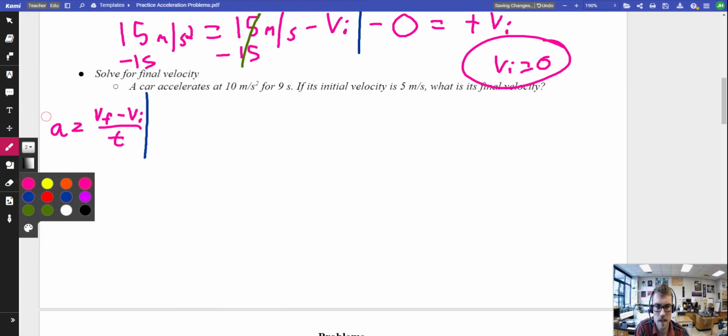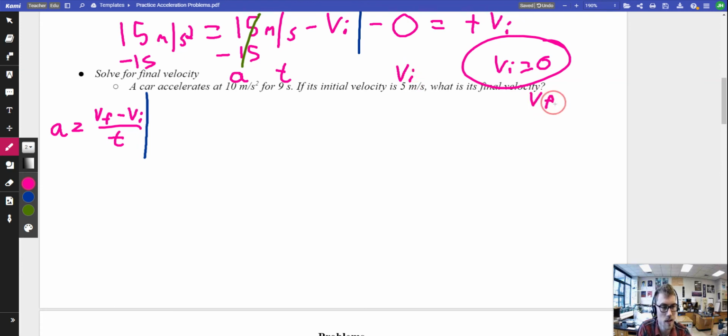Okay. So now let's go in and find our pieces. Accelerating at 10 meters per second squared, that's acceleration. For 9 seconds, that's time. The initial velocity is 5 meters per second, and we don't know the final velocity. So let's fill those numbers in. 10 meters per second squared. By the way, 10 meters per second squared is a large acceleration. That is a very large acceleration. You would feel 10 meters per second squared a lot. All right, for 9 seconds.